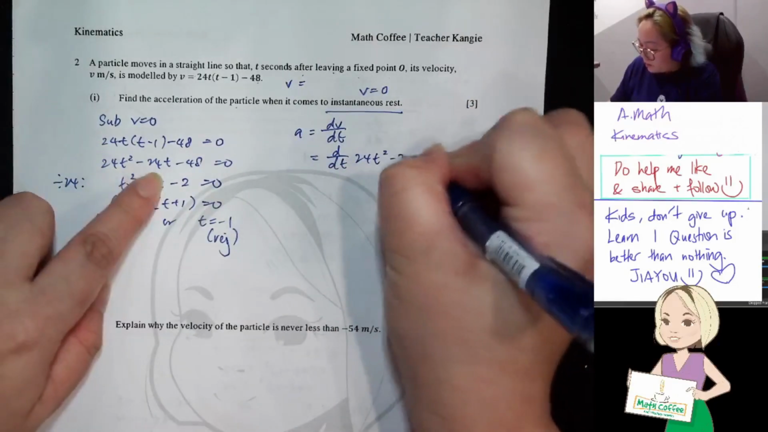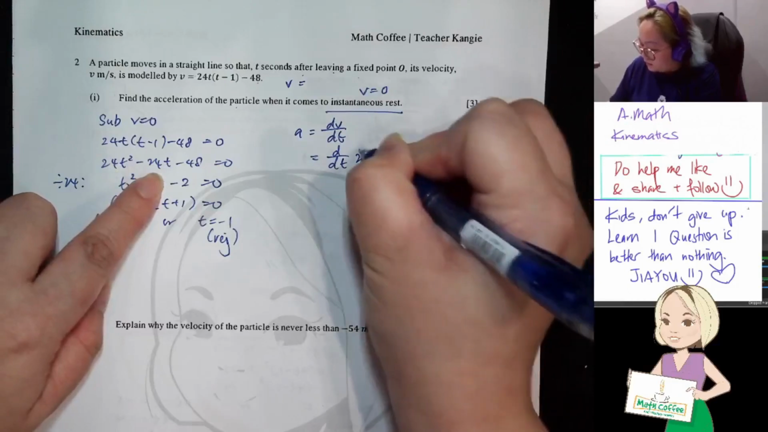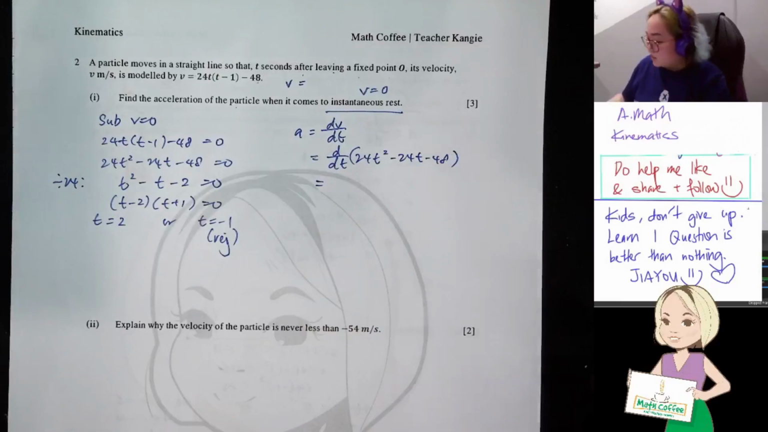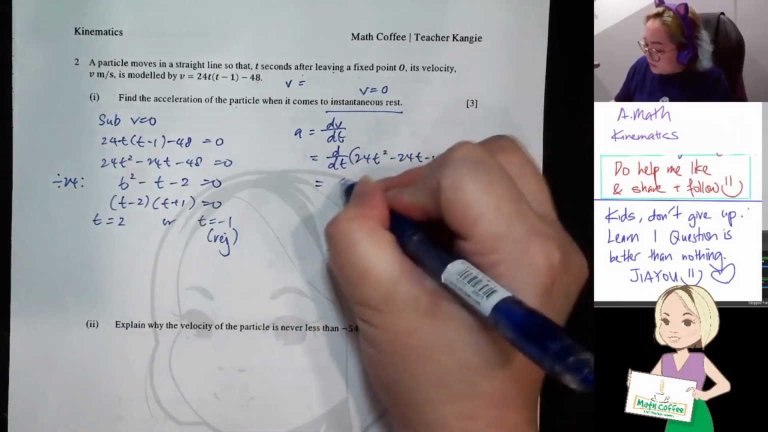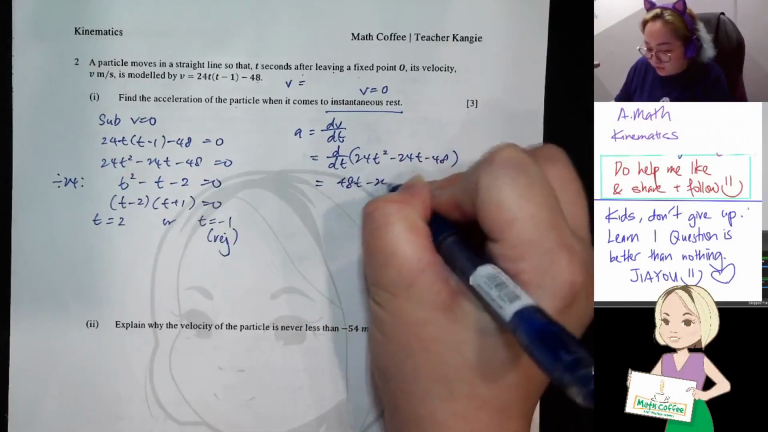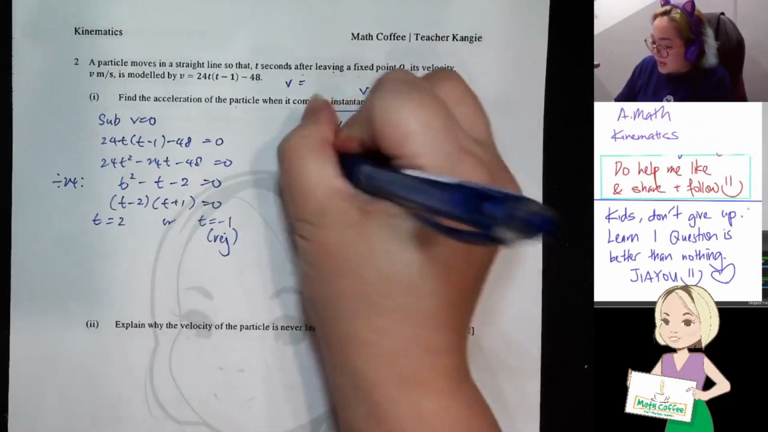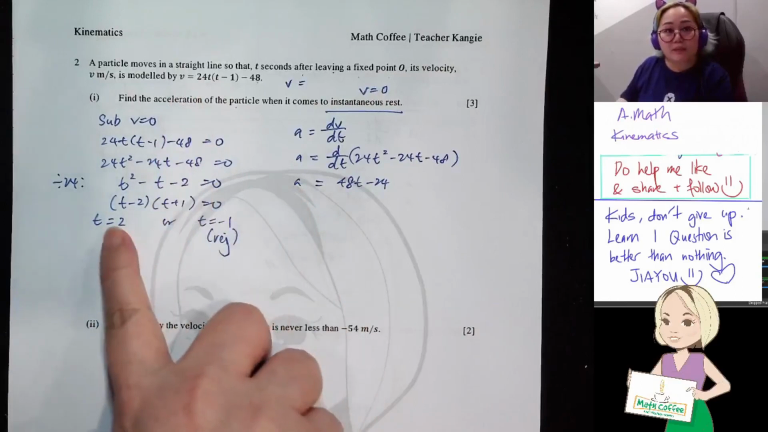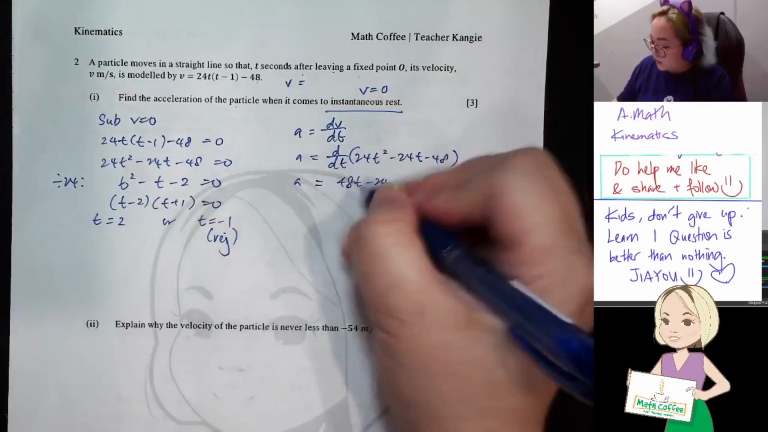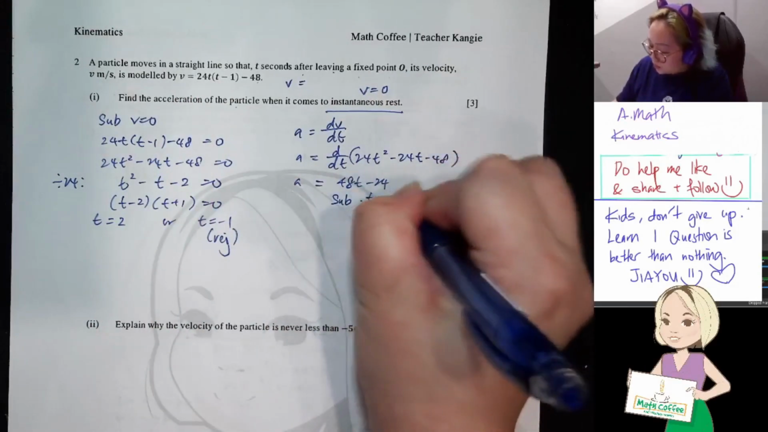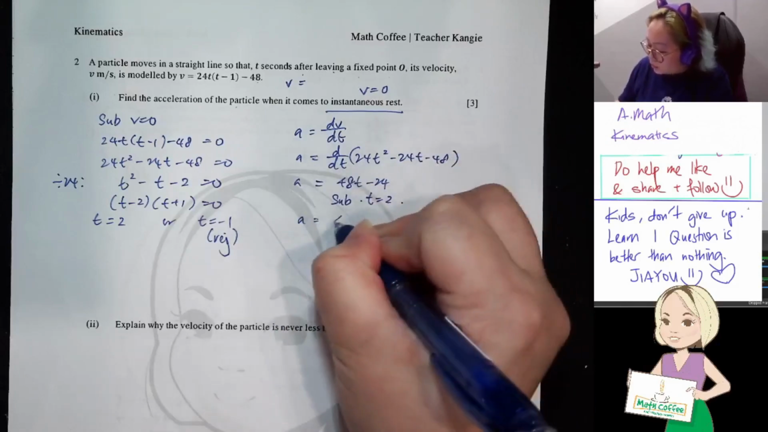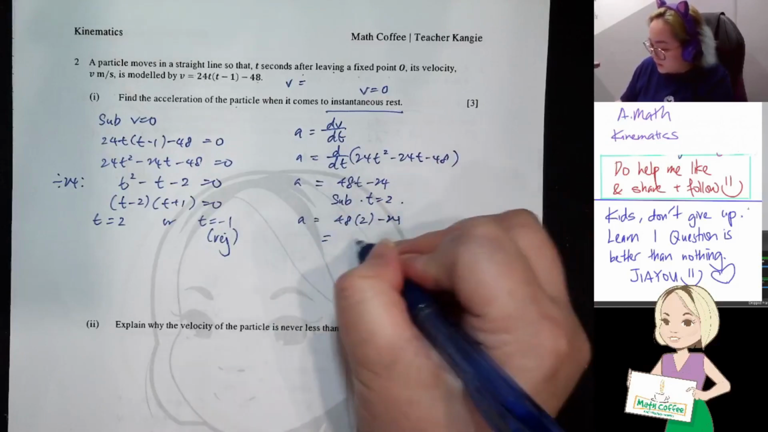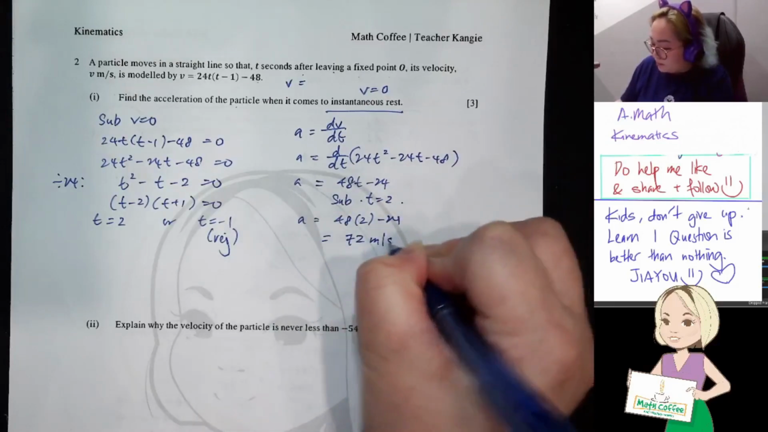So that means I am going to differentiate with respect to t, 24t squared minus 24t minus 48. So we're going to differentiate this. So bring down the 2, you will give me 48t and minus 24. So this is my a expression. I want to find the acceleration, simply just sub in the t equals to 2 into here. So sub t equals to 2. So my a is equals to 48 minus 24. And that will give us 72 meter per second squared.